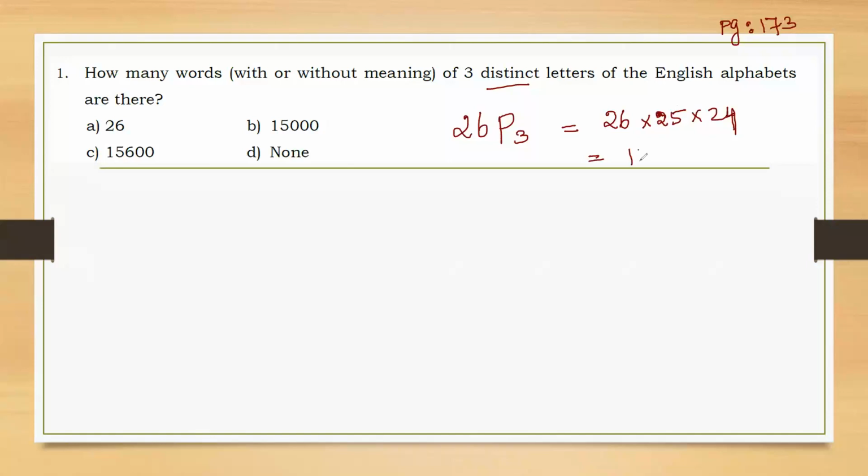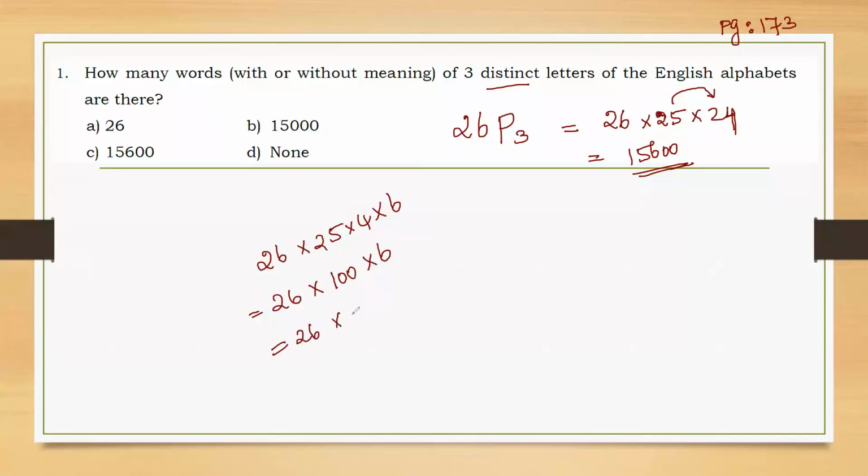If you multiply it, you will get 15600. I will split it like this: 26 into 25 into 24. So 25 into 4 is easily 100, right? Into 6, it becomes 600. The answer must end with the last 2 zeros compulsorily. 6 sixes are 36, right? So we have option 15600, but we have option none also. Just multiply it, and you will get 156. So clear? Option C is good.